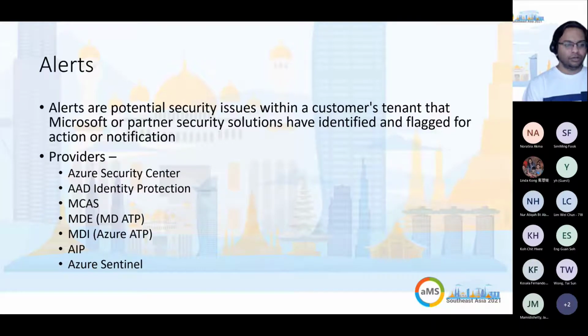So things like your Azure AD, your Azure Security Center, Identity Protection, MCAS, AIP, and Sentinel. These systems will tell the platform that there is an alert and you have to act upon it. Azure Sentinel is a sort of aggregation SIEM platform, so you can see pretty much all the alerts coming from different providers into Sentinel, and you can work upon them accordingly.